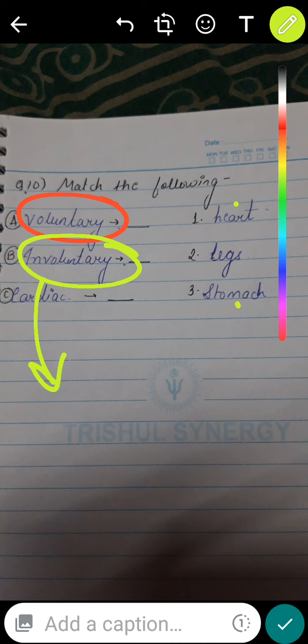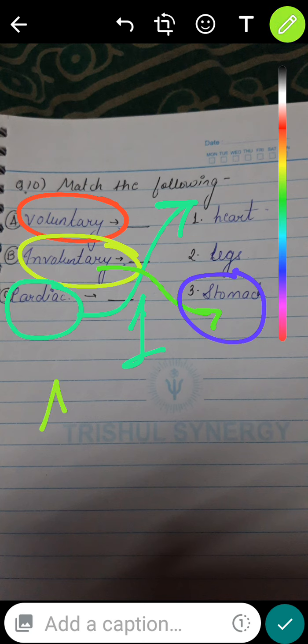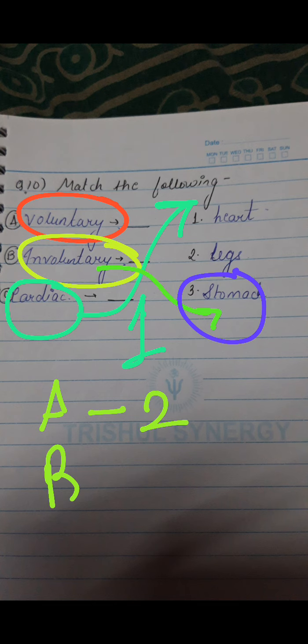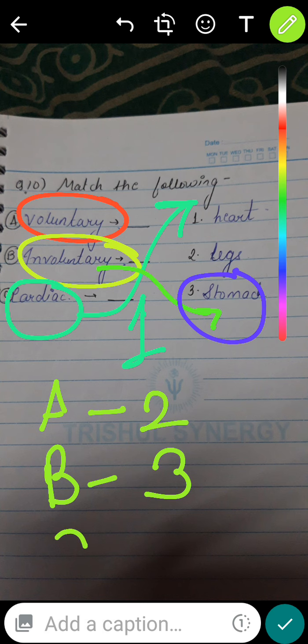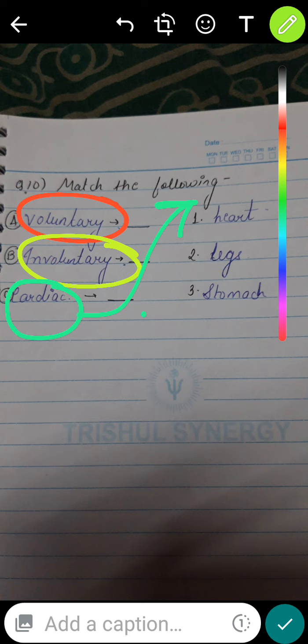Which one is not under our control? You might say heart and stomach both. But see the option C, cardiac. Cardiac obviously means heart only. So the remaining option is stomach. So your answer for this question will be A, voluntary 2, then involuntary B should be 3, and C, cardiac, should be 1. And remember one thing, heart is only another name for the cardiac organ.